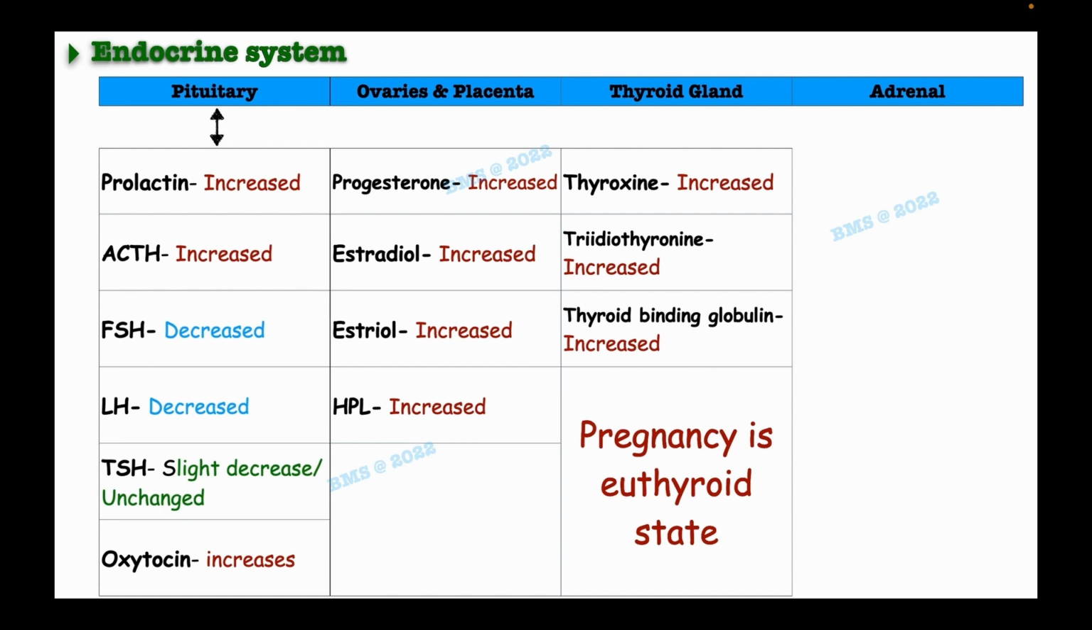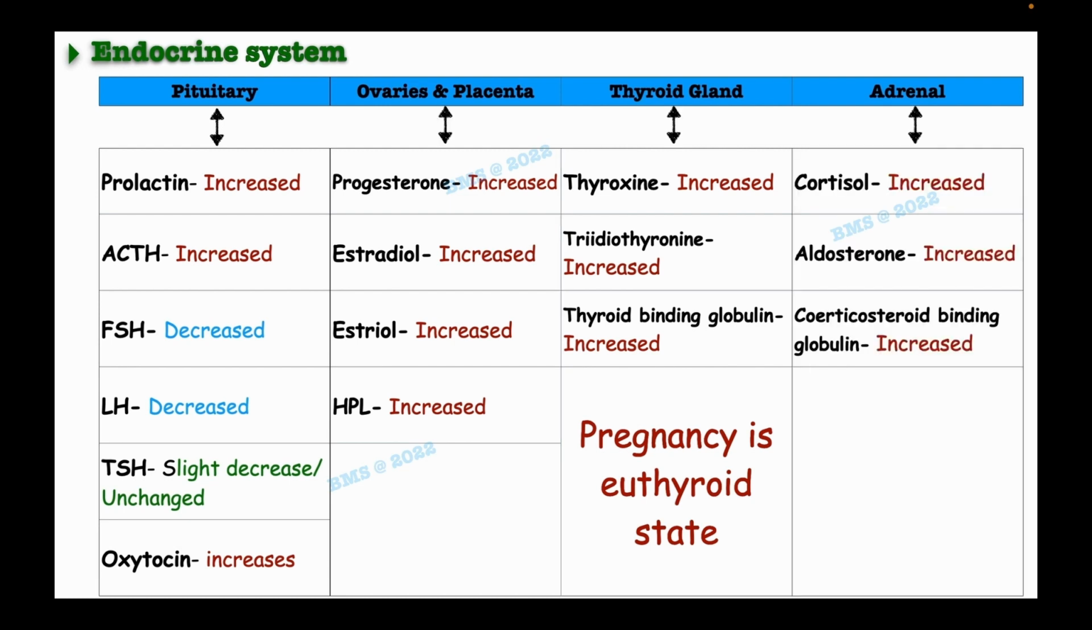And so we also realize that estrogen stimulates the thyroid binding globulin to increase, and this leads to elevation in T3 and T4 in the mother. So the total T3 and T4 are elevated in the mother, but the free T3 and T4 remain relatively constant. And so overall, we say pregnancy is an euthyroid state, and this is because of the increase in the thyroid binding globulins.